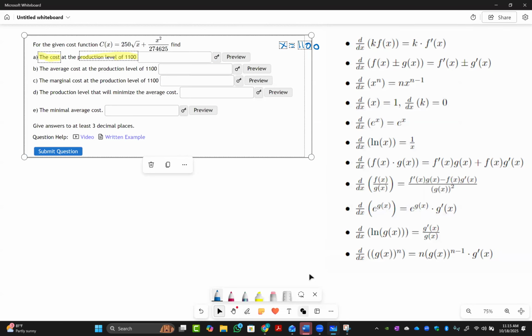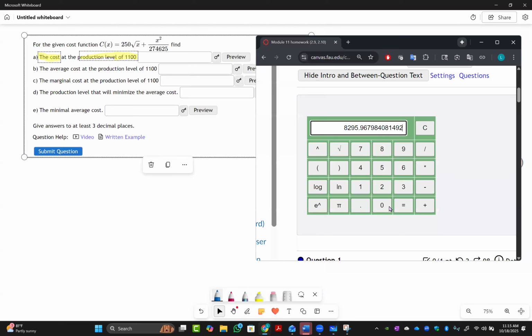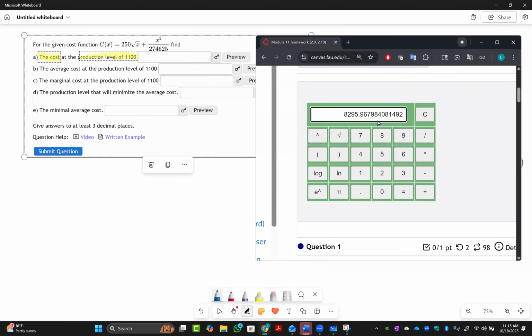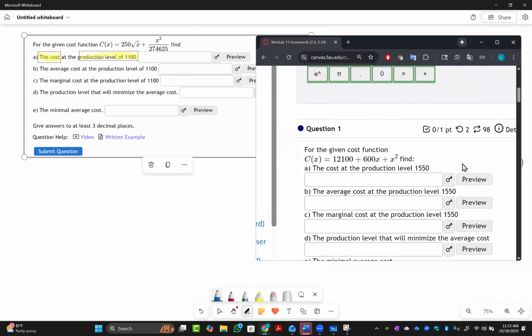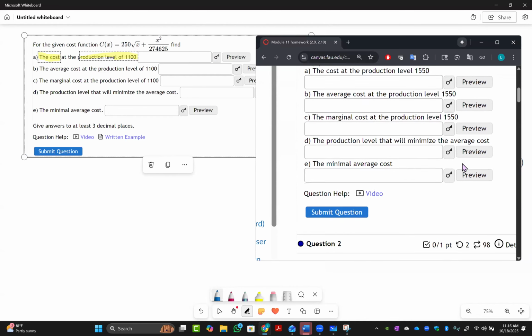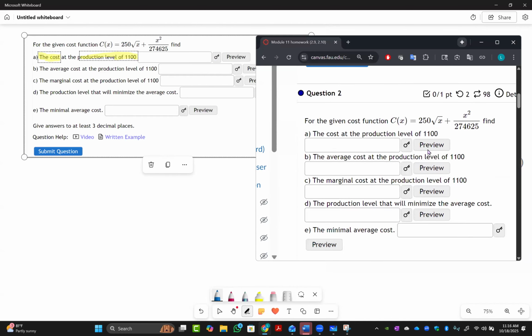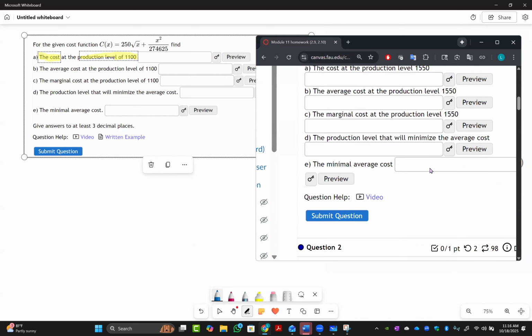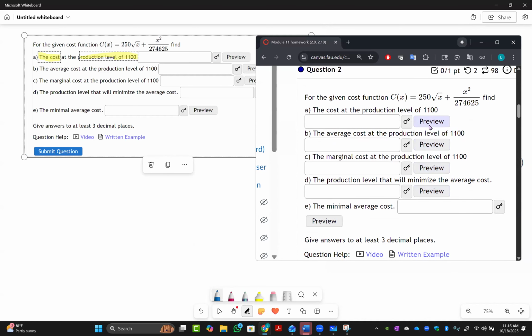Oh, I can't preview it there. That's I copied and pasted. Okay, so that's my number. So we have 8295.968. And question number 2, preview. Oh, let's put it in, I guess. So, 8295.968.